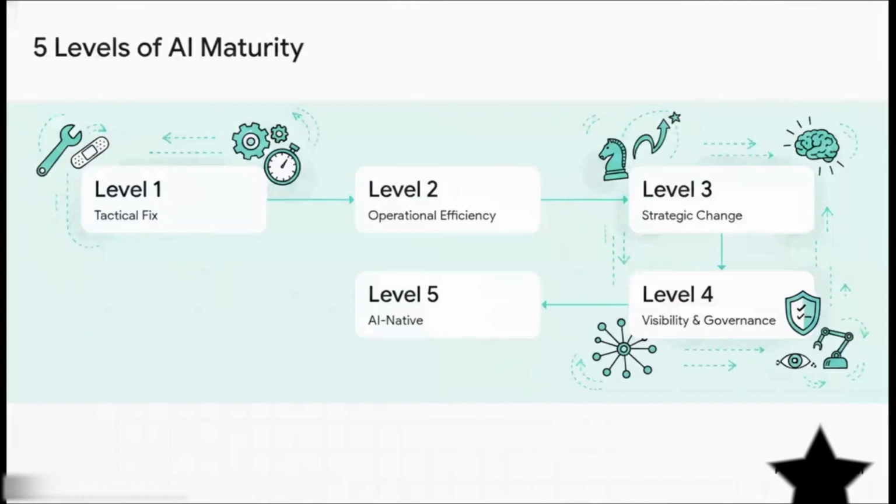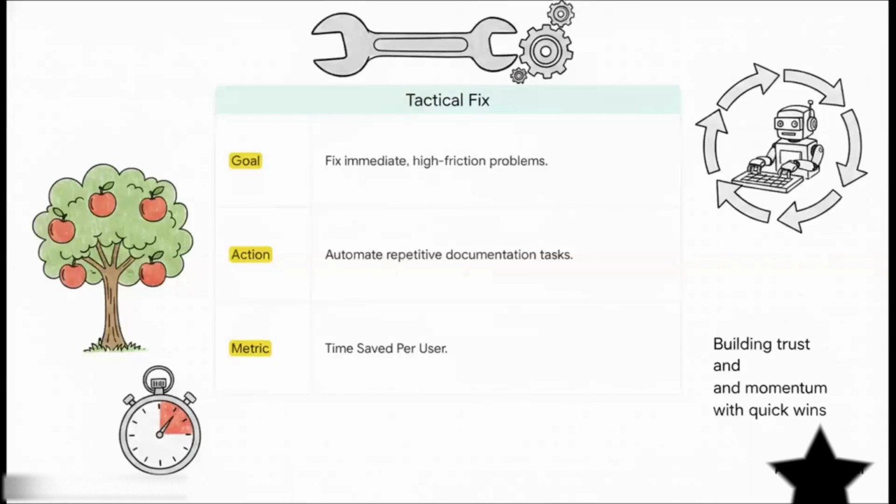Now, let's talk about the entire roadmap. The AI maturity ladder has 5 rungs. We are going to start at the bottom with level 1, the tactical fix. The quick wins. Then we will move up to level 2, operational efficiency, where we start connecting the dots. Level 3 is where things get serious with strategic change. After that, level 4 is all about visibility and governance, which is crucial. And finally, at the very top, level 5, becoming a truly AI native company. So let's start at the beginning.